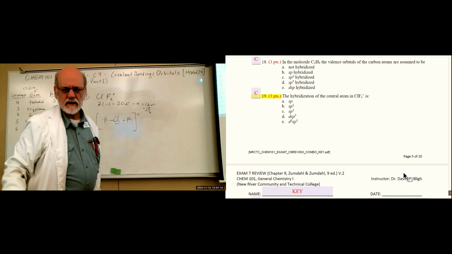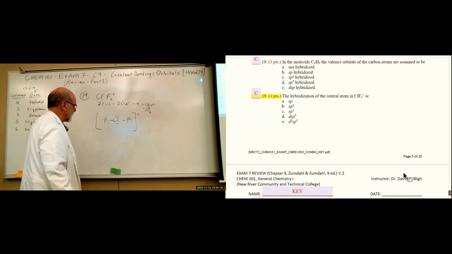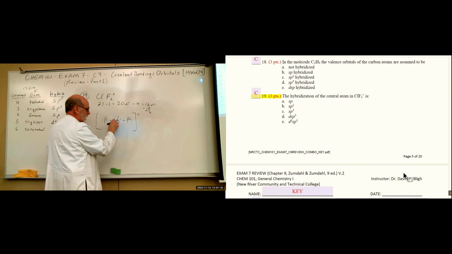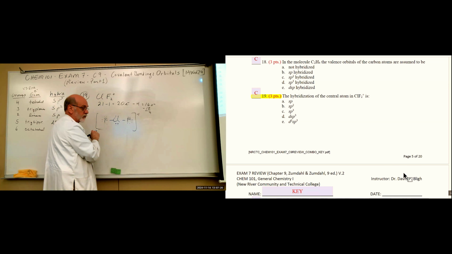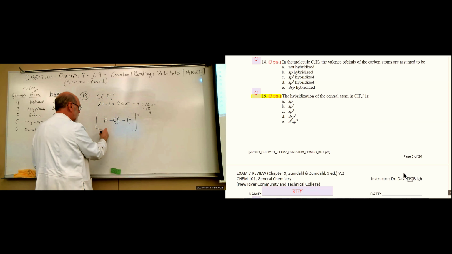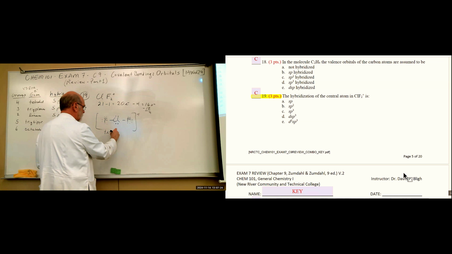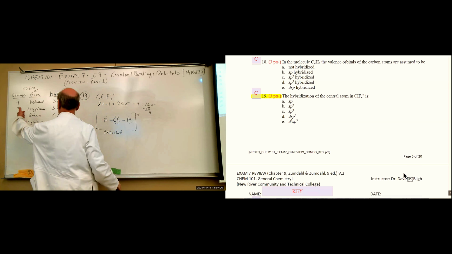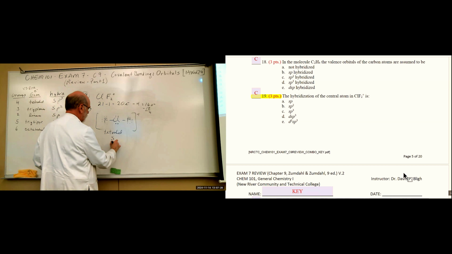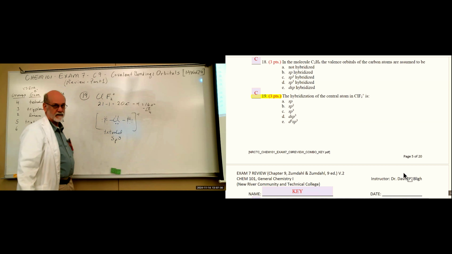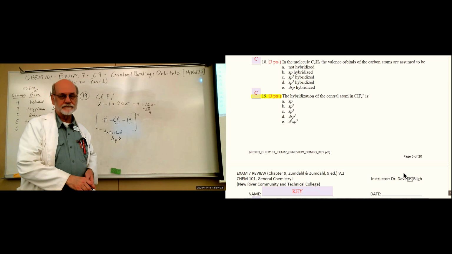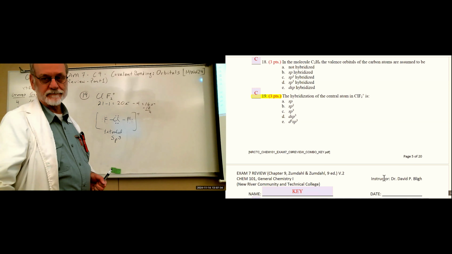Now the question is, hybridization on the central atom. Well, the central atom has 1, 2, 3, 4 groups, which means tetrahedral. And tetrahedral is sp3. Okay, that's why the answer is C.